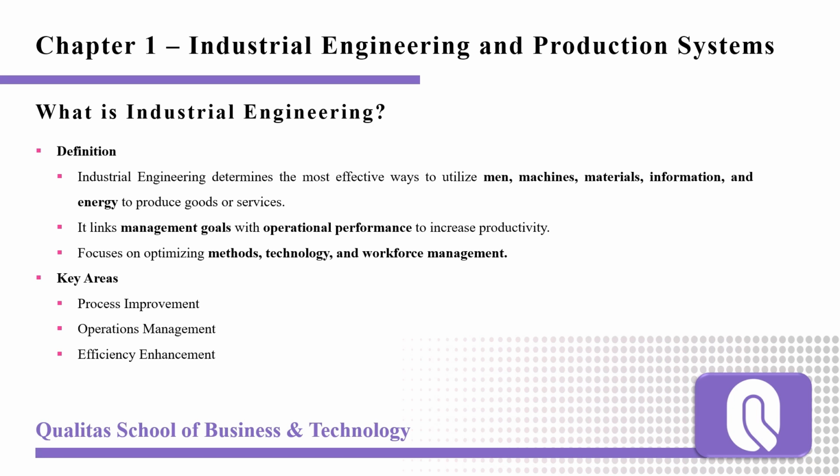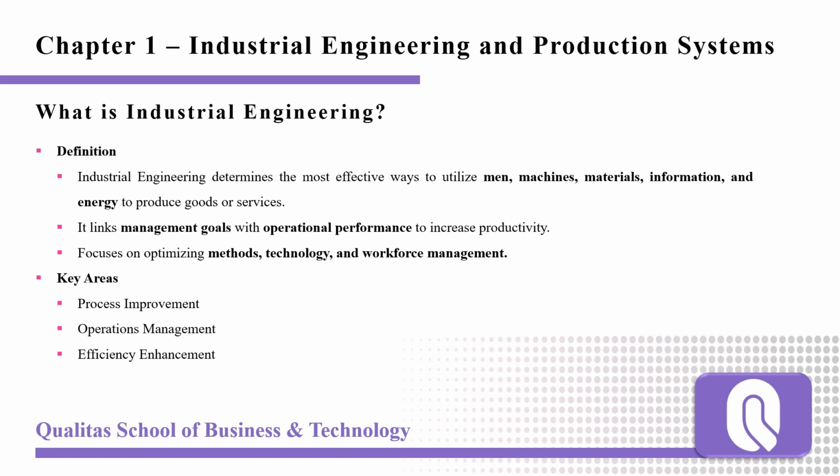Let's start with a real world scenario. Imagine a busy restaurant kitchen during peak hours. Industrial engineering principles can help organize everything from food preparation to service delivery, making the entire operation more efficient. So let's break down each of the core components of industrial engineering with practical examples.